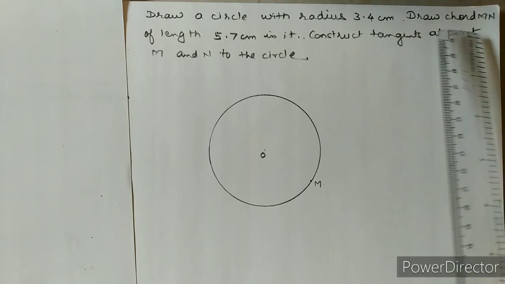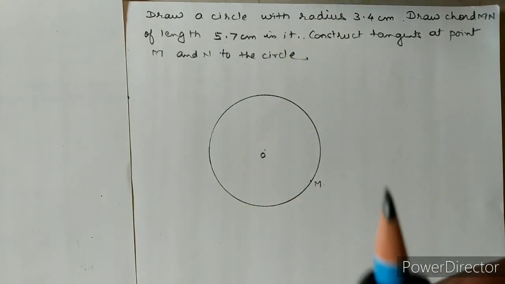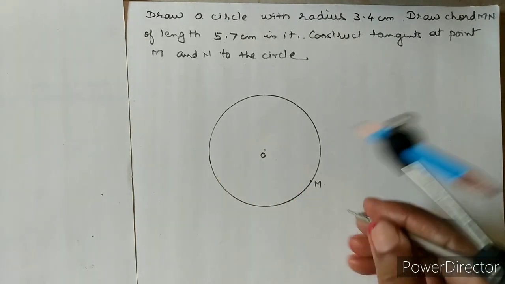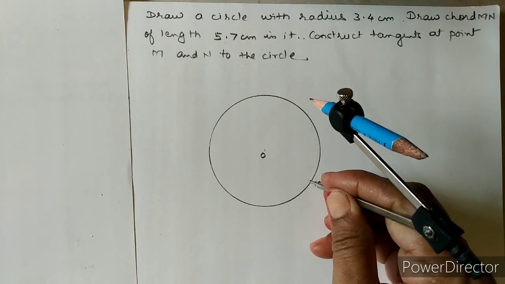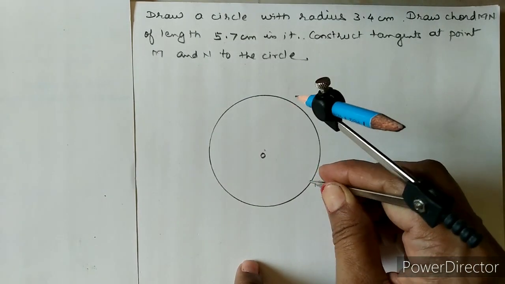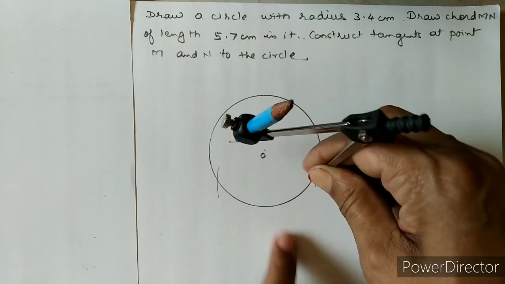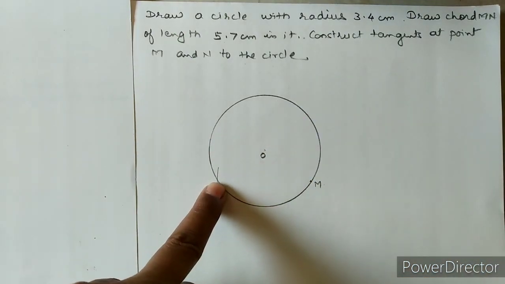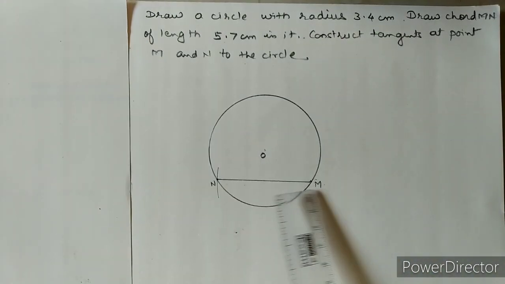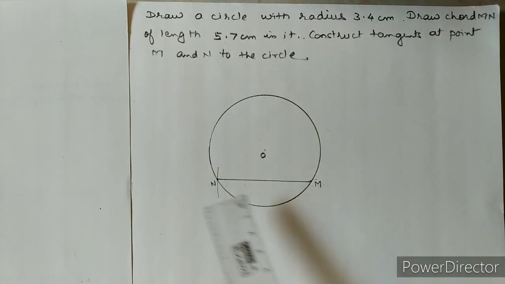Now I have to draw a chord of length 5.7 centimeter. I have taken distance of 5.7 centimeter between the tips of compass, and here I have located point M. Now I have to draw chord MN. This distance is 5.7 centimeter. Place steel tip at point M, draw arc. This point of intersection will be point N. Now I have drawn chord MN. Now I have to construct tangent at point M and at point N.